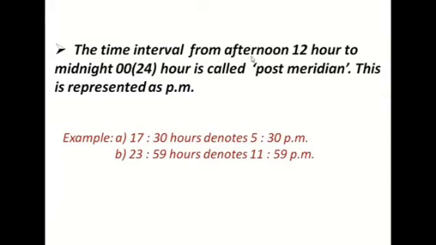The time interval from afternoon 12 hours to midnight means 00 or 24 hour is called post meridian. This is represented as PM. Look at here the example 17:30 hours. How we will denote it? It is more than 12. So what we will do? We will subtract 12 from this hour. So 17 hour minus 12 gives you 5. So it will be 5:30. As it is beyond 12, we will write PM. So it will be 5:30 PM.